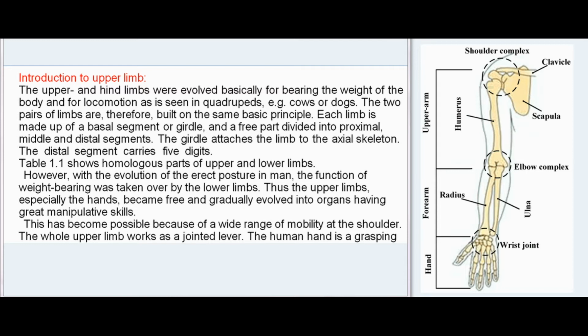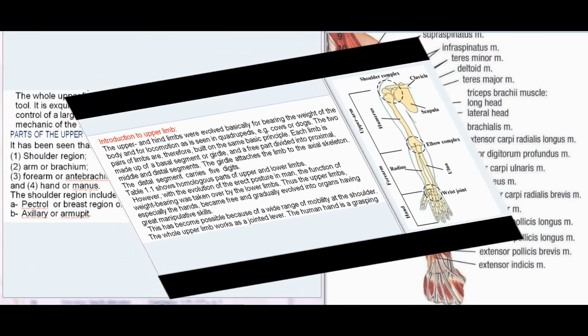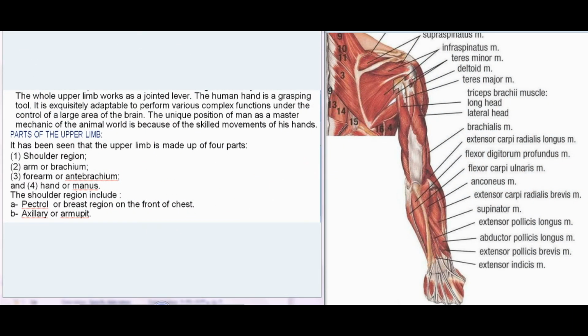The whole upper limb works as a jointed lever. The human hand is a grasping tool. It is exquisitely adaptable to perform various complex functions under the control of a large area of the brain. The unique position of man as a master mechanic of the animal world is because of the skilled movements of his hands. Parts of the upper limb.